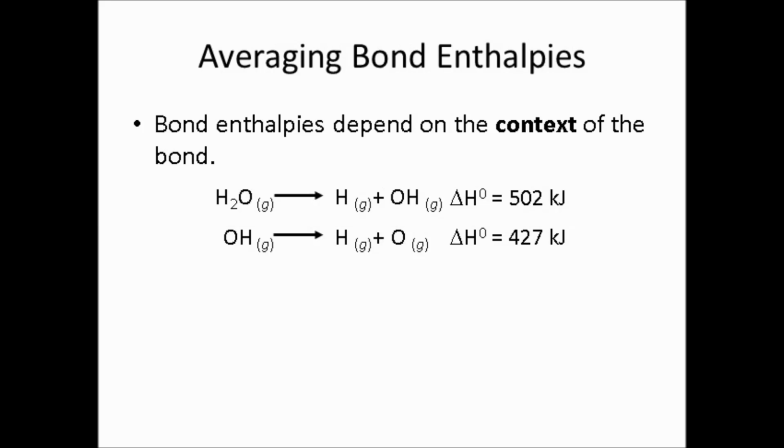Bond enthalpies in fact depend on the context of the bond. For example, we can consider the OH single bond. To break off the first OH bond from water to form a hydrogen atom and a hydroxide radical takes 502 kilojoules. However, from a hydroxide radical it takes only 427 kilojoules to break off the 2 individual atoms.